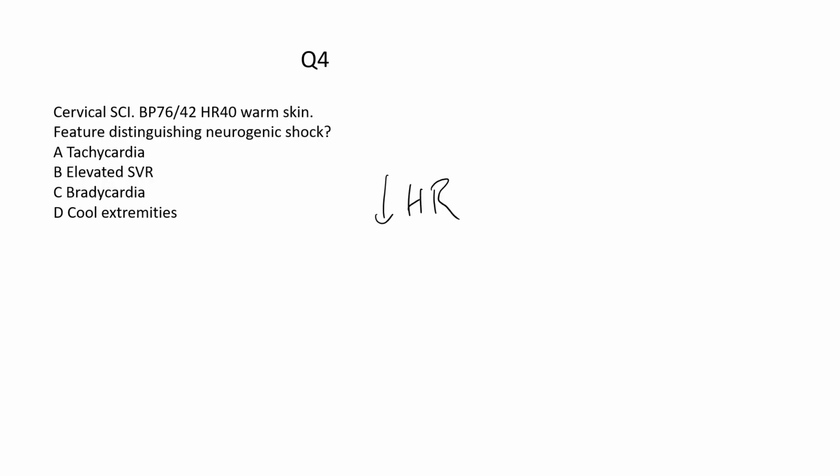And the reason why is because your sympathetics are knocked out. They don't work in neurogenic shock. So that means that your heart rate can't go up higher. Your body would love to get your heart rate higher, but you can't because you have this spinal cord injury, right? So that's why choice C is the right answer.